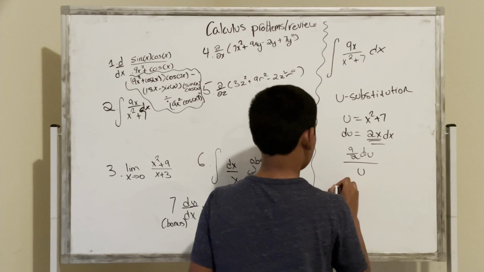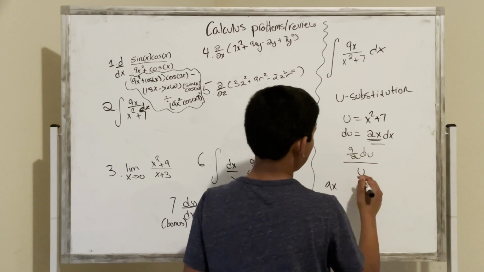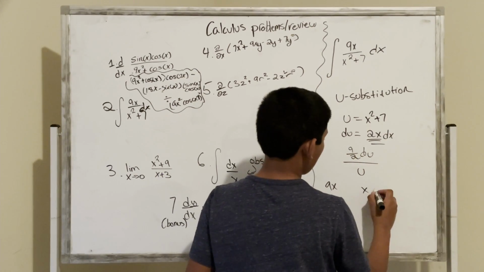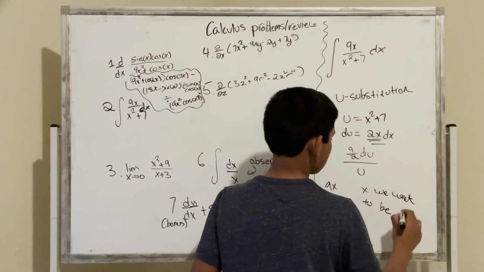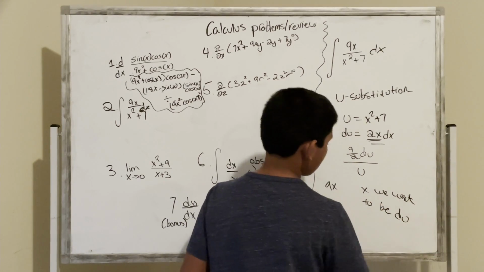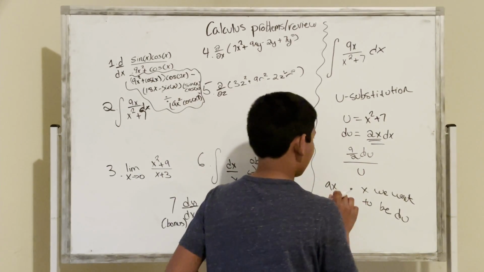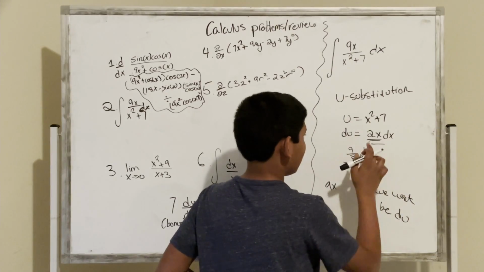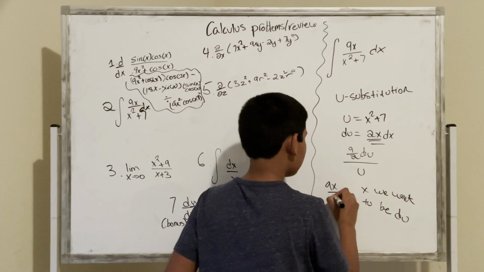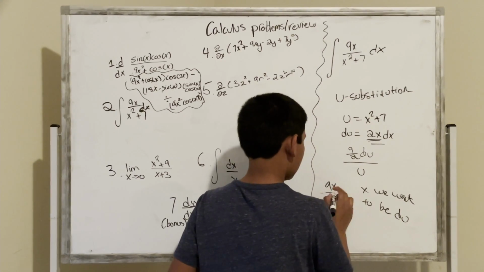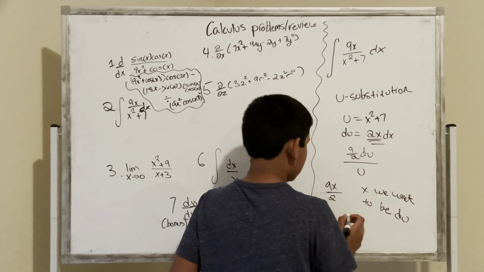Okay, why the 9/2? Well, if du is going to be 2x, we're going to have 9 over 2. So we have 9x, and then we want to replace x with du. What can we do? Well, since we have 9x, and du has 2x, we have to replace, so we can divide by 2. So, and then just have 9 over 2x.